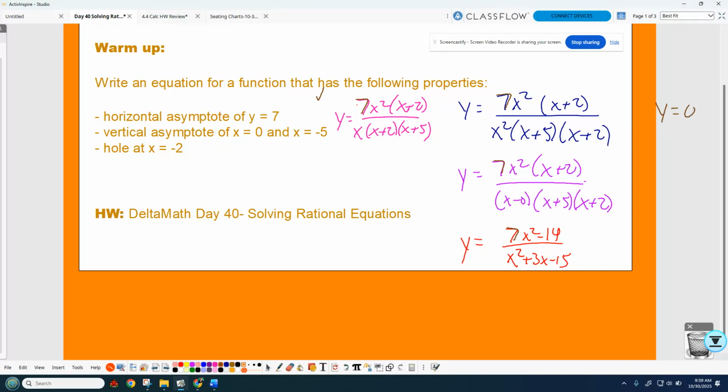This one is going to have a horizontal asymptote of y equals 0. 1, 2, 3 over 1, 2, 3. This one is going to have y equals 7. And this one is going to have y equals 7. So this one, there's an extra x down here that shouldn't be there. I might have copied it wrong. So, vertical asymptote of x equals 0.